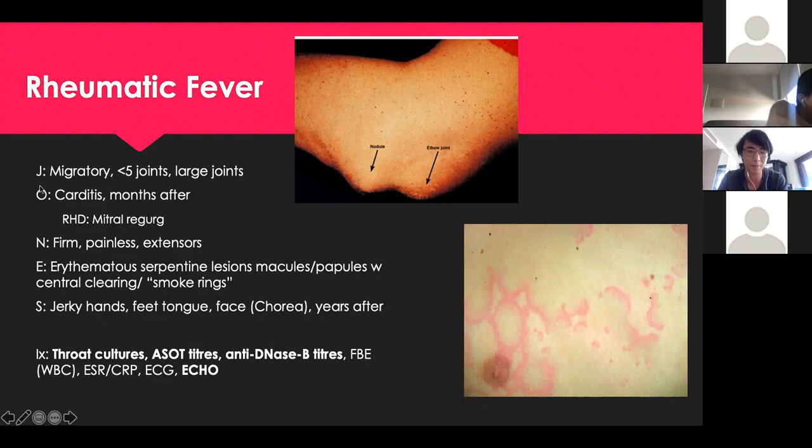The O is representing a heart, and this is because it's causing carditis, and this can occur a few months after the streptococcal infection. In rheumatic heart disease, you're going to get inflammation of your heart, but also of your heart valves.